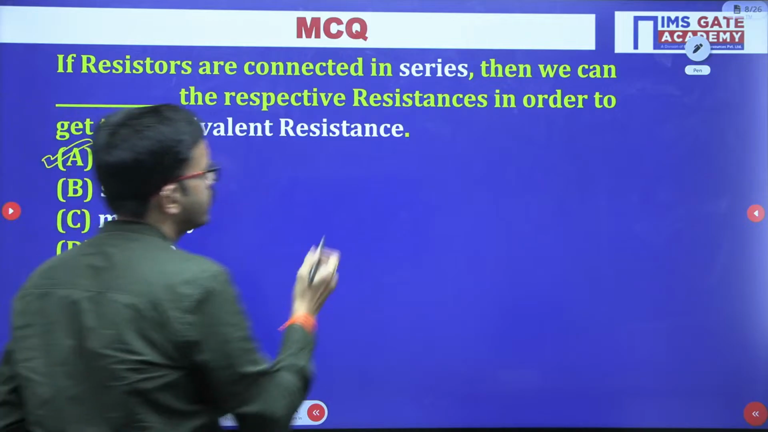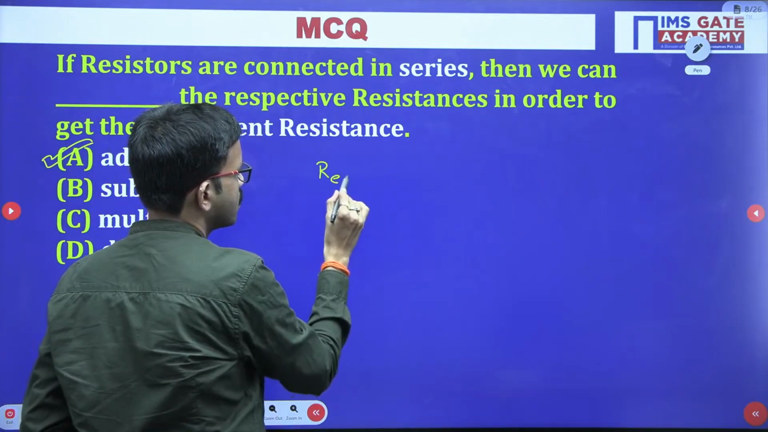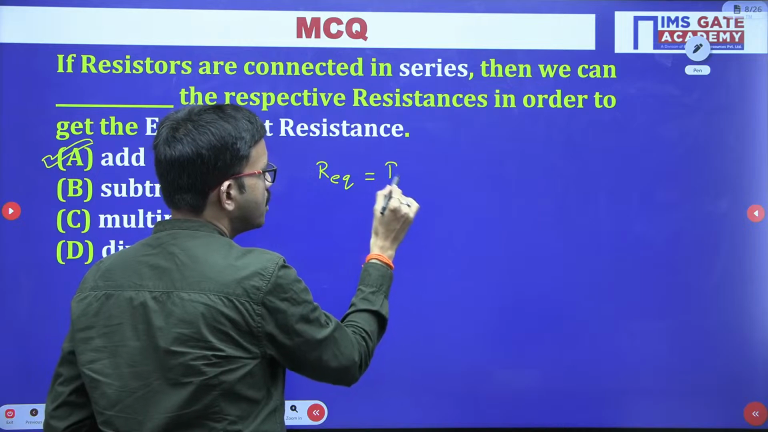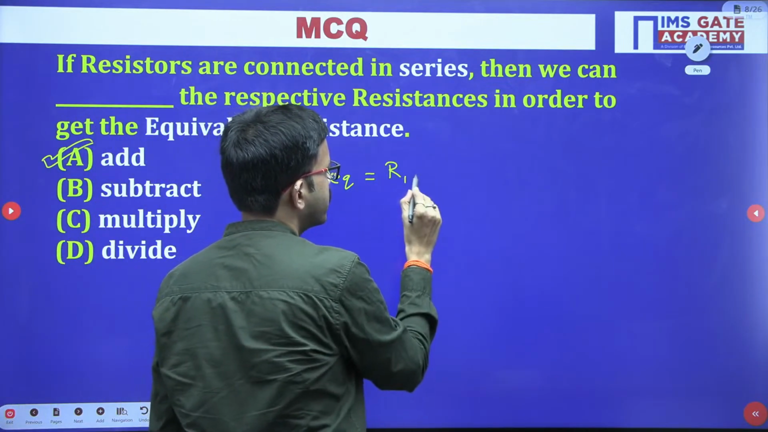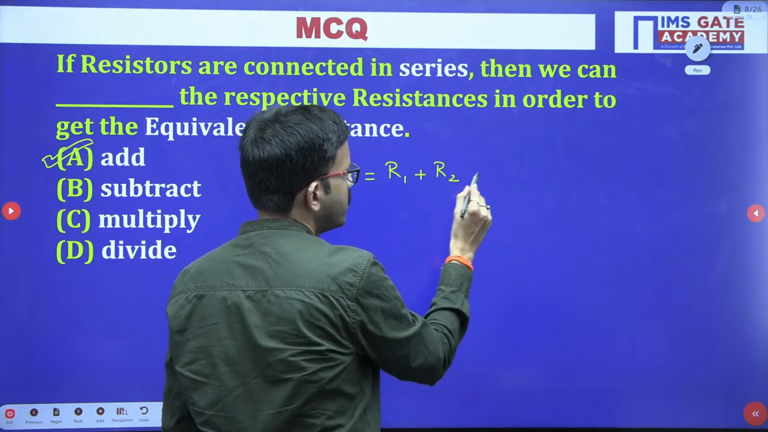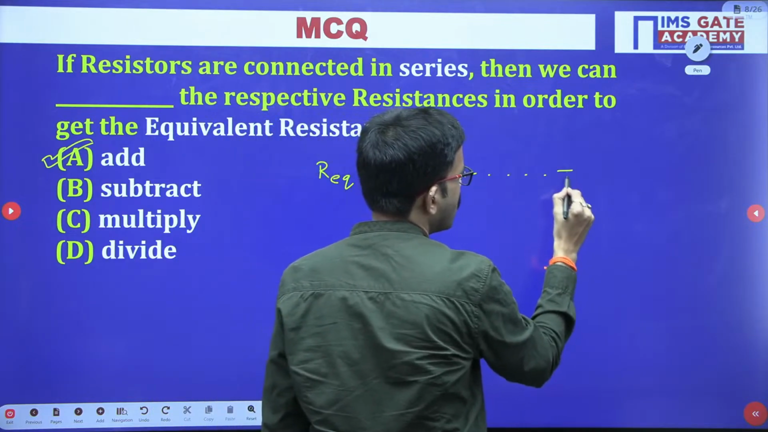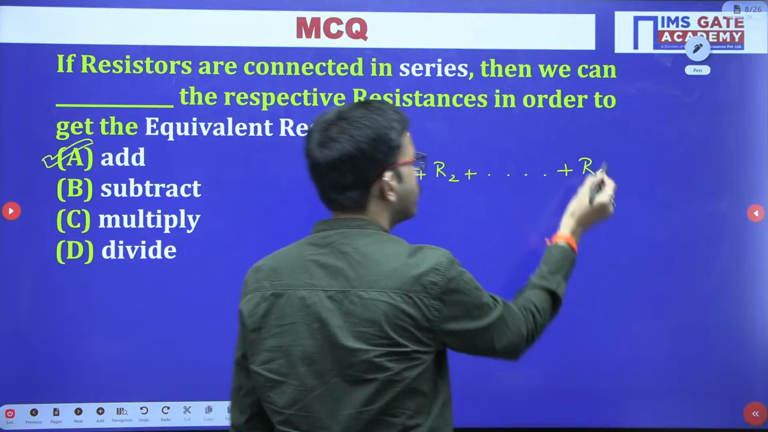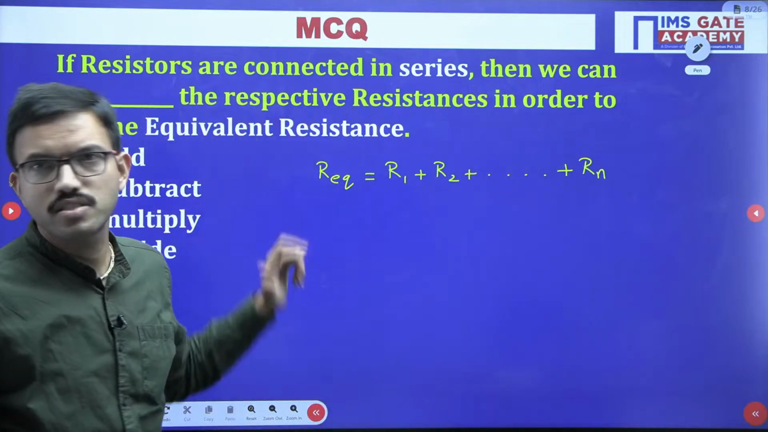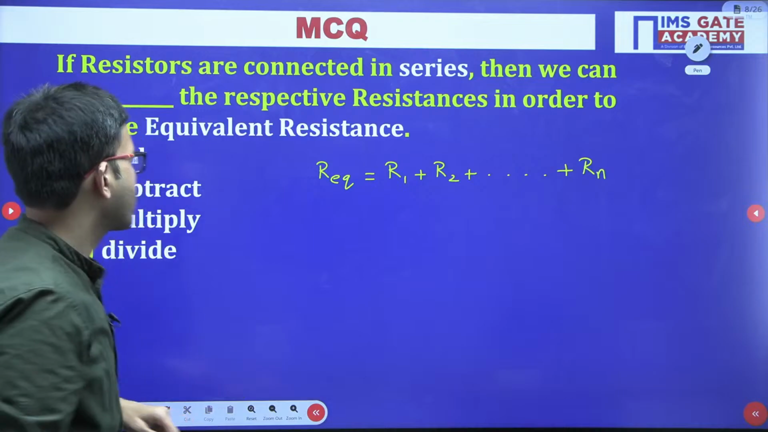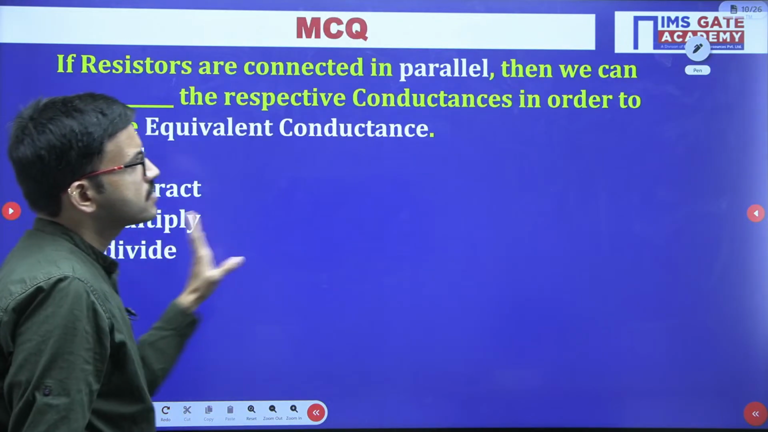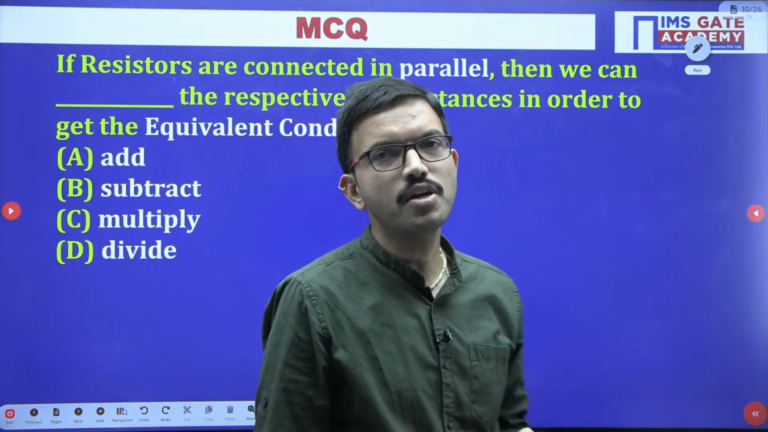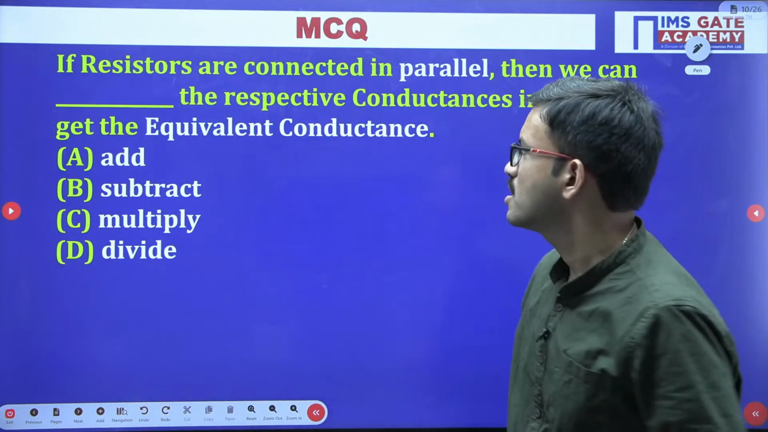Option A is correct. Say, for example, if there are multiple resistors, say n number of resistors connected in series, then we can add all the resistances, and from there we will get the equivalent resistance. Okay, right. Similarly, now all of you give a try. This is based on parallel connection with respect to resistors.